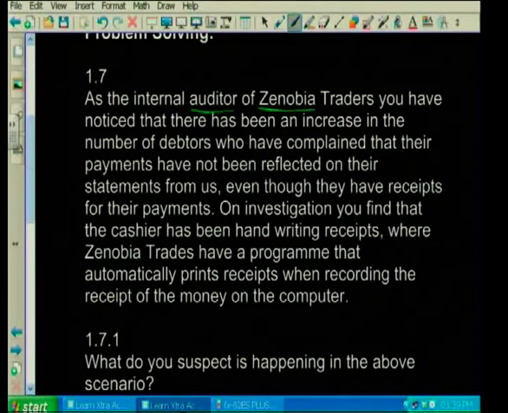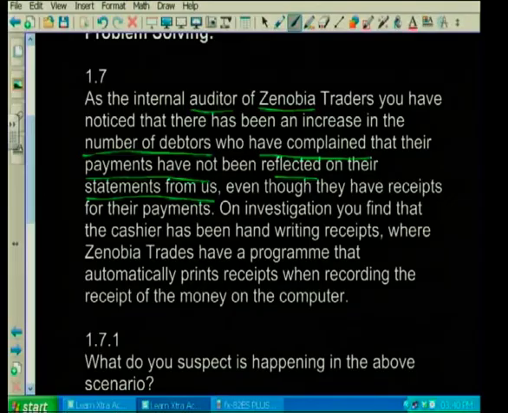As the internal auditor, you are the internal auditor of Zenobia Traders. Okay, you have a title now. You have noticed that there has been an increase in the number of debtors who have complained that their payments have not been reflected on their statements from us. So, understand, a debtor comes to you and says, "Sir, I've paid this amount, but it's not reflecting on my statement. Here's my statement, it's not reflecting on there. What seems to be the problem?"